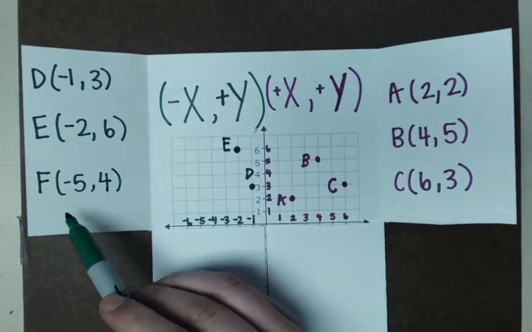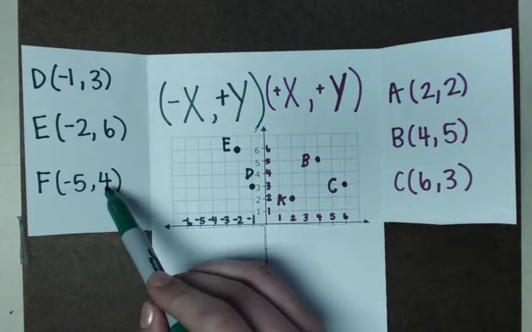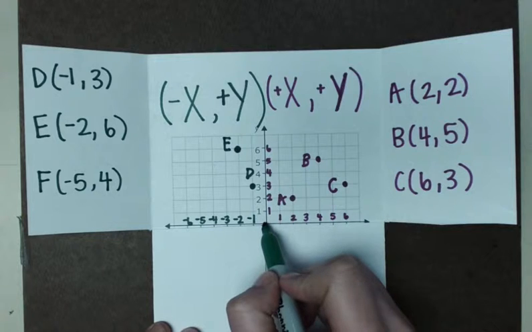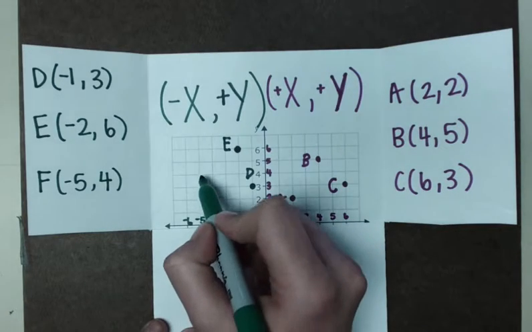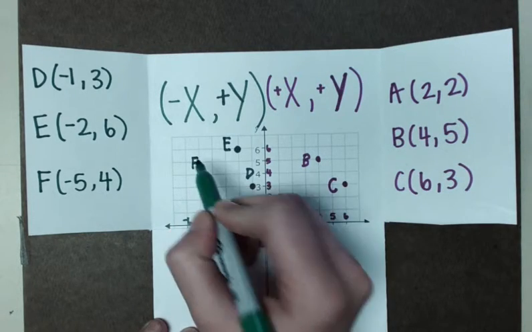Okay, for our last one, we have F is negative 5, positive 4. We have to go to our x first, so -5, and then we go to our 4, +4, to plot our point. And that is point F.